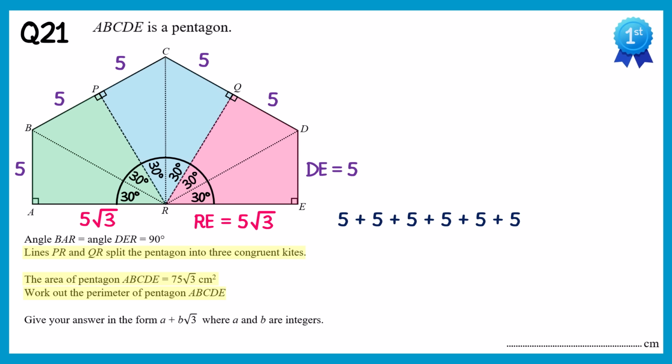So we have 5, add 5, add 5, add 5, add 5, add 5, and then we add 5 root 3 and another 5 root 3. If you add all of the 5s together, you get 30, and 5 root 3 plus another 5 root 3 will be 10 root 3. And that's the answer to this question.